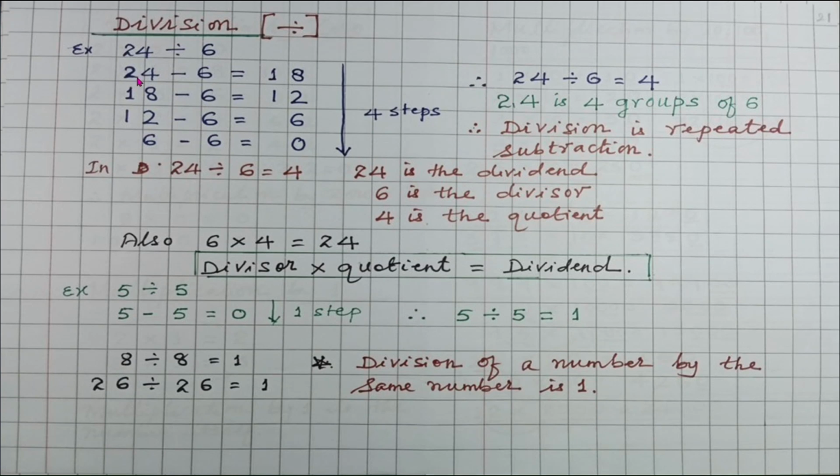Now coming to the next very important fundamental operation, and that is division. Now let us understand what is division first, then we can conclude as to what is division. Now 24 divided by 6.